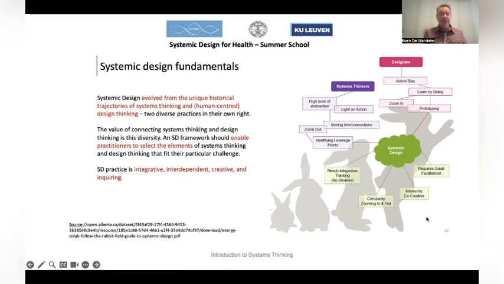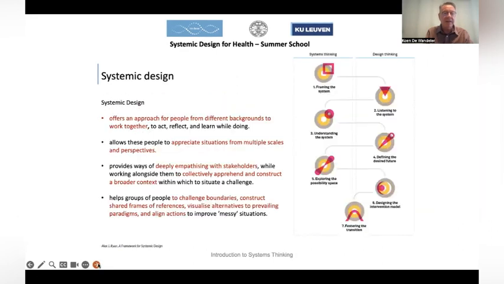It is inherently co-creative because in order to test the ideas, there needs to be several professionals and customers that are involved, and it requires a great facilitation. So that's basically what systemic design is all about. And based on these elements, methodologies have been developed.